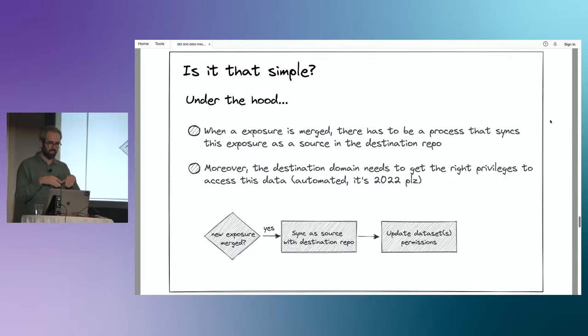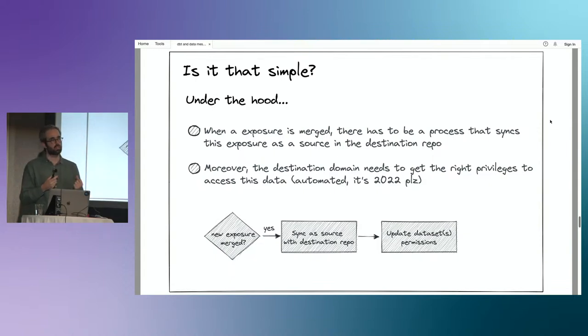So let's dive a little bit deeper. Is it this simple? It's probably not this simple. There's always something under the hood that needs to work. And here I have a really simple way of going about it. You have this new exposure that is merged in the domain A repo. And then what you do is that under the hood, you sync this exposure with the destination repository. So this could mean, for example, you create another pull request automatically in your CI/CD pipeline that creates a source in the destination repository.